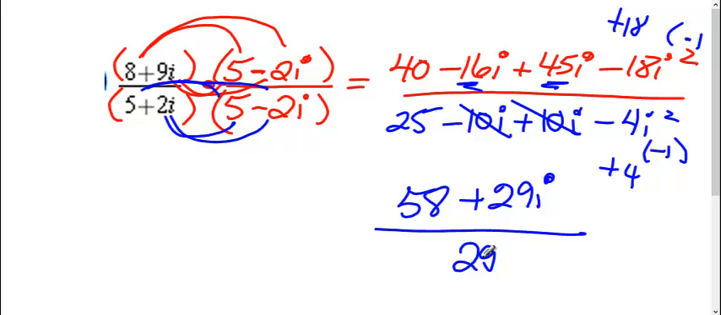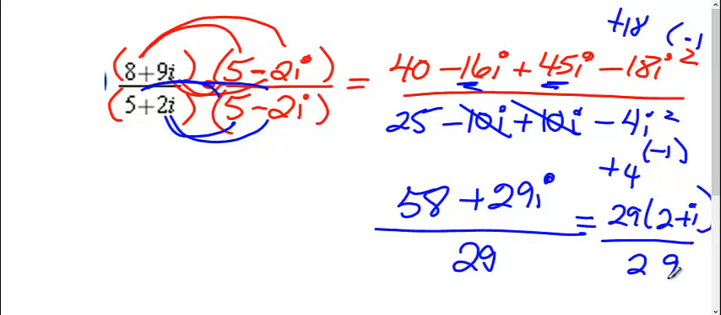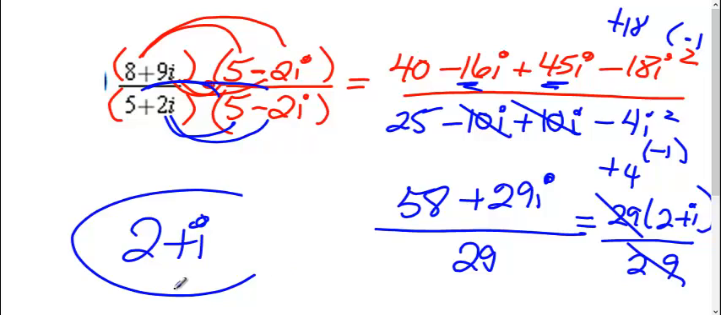All right, so now I look at this and I say, well, if I can simplify, I can simplify. I look at the top. I can pull out a 29. If I pull out a 29, I'm left with 2 plus i. On the bottom, I still have 29. My 29s now cancel, and my final answer is going to be 2 plus i.